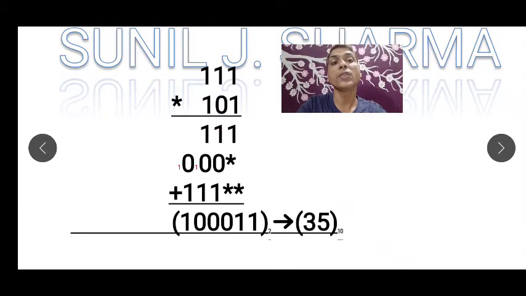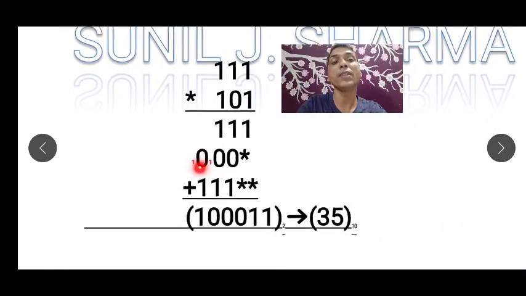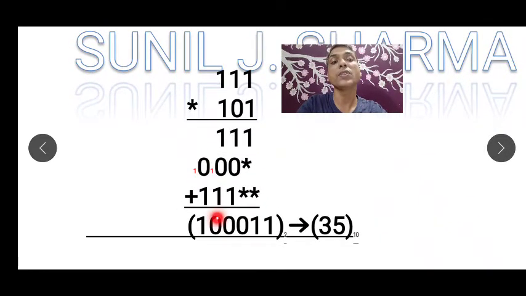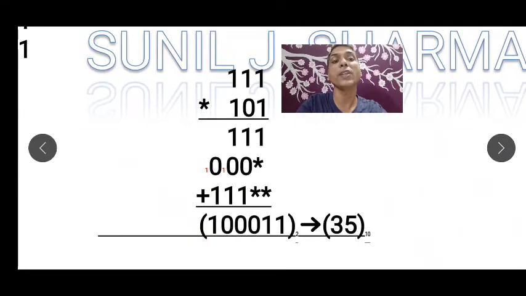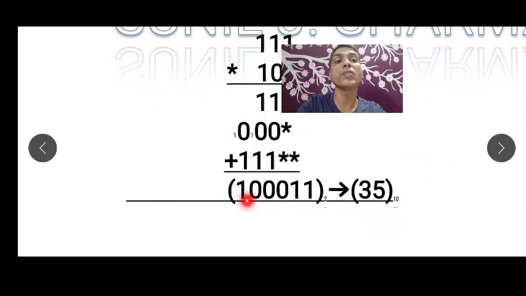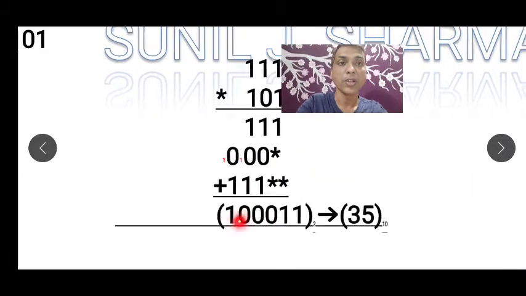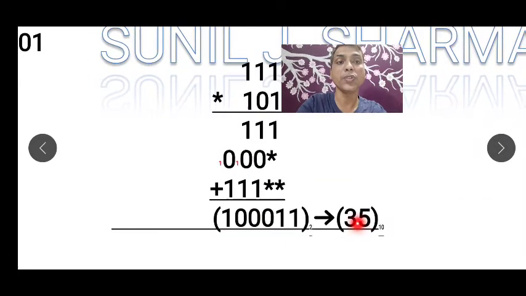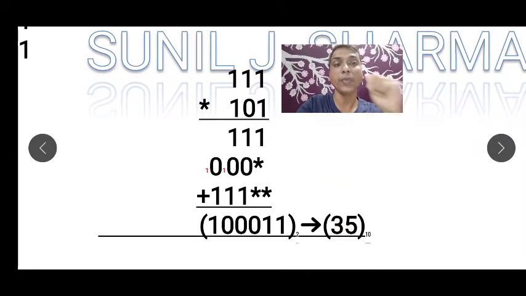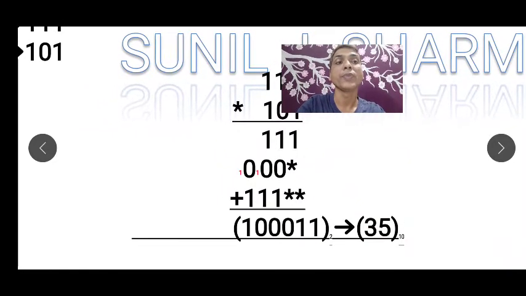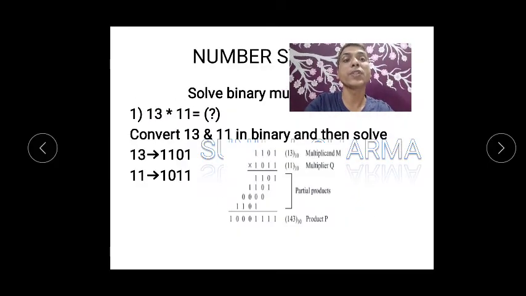Then this 0 plus 0 plus 1 is 1, but 1 plus this 1 plus 1 is 0, carry 1. Then this 1 plus 1 is 0, carry 1. And when you calculate this using that shortcut method, or by changing this into decimal, you'll be getting the same thing, that is 35. Okay, now let's go with the next.